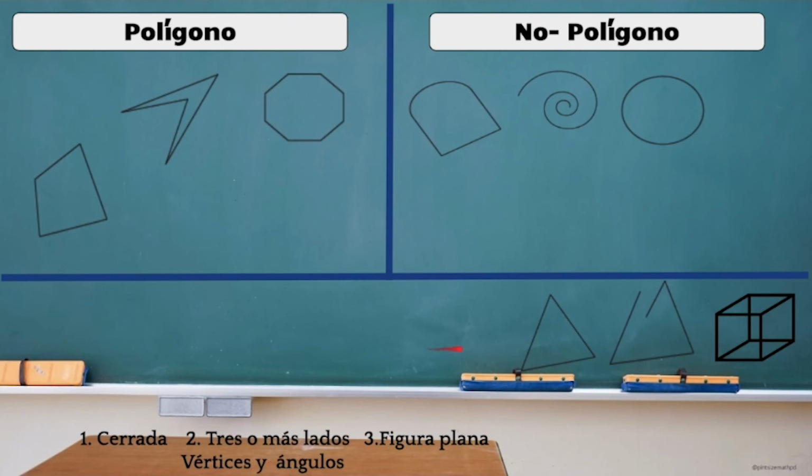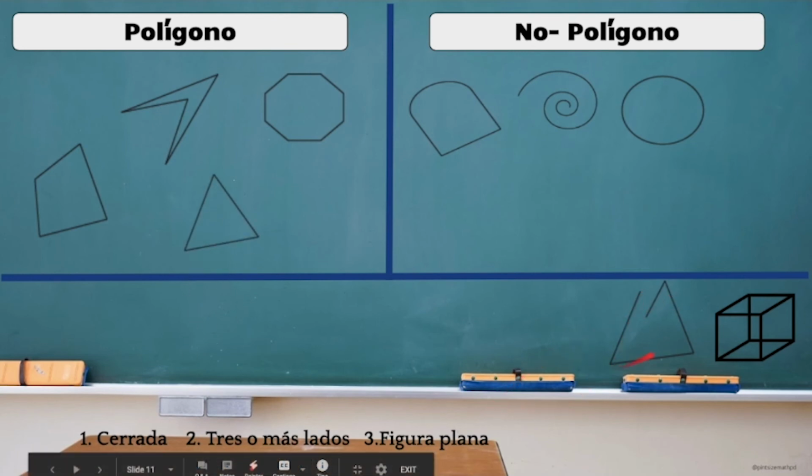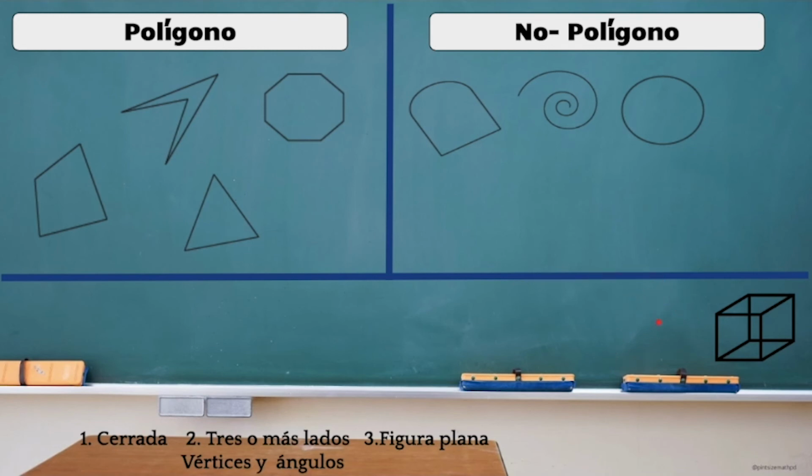Ahora tenemos la figura de 3 lados, está cerrada, tenemos ángulos, vértices y es plana, así que esta es muy fácil, polígono. Y ahora tenemos uno que parece un triángulo, pero tenemos un gran problema, está abierta. Si yo pongo aquí una hormiguita, pues podrá salir a escaparse. Así que no, este no cuenta, no polígono.